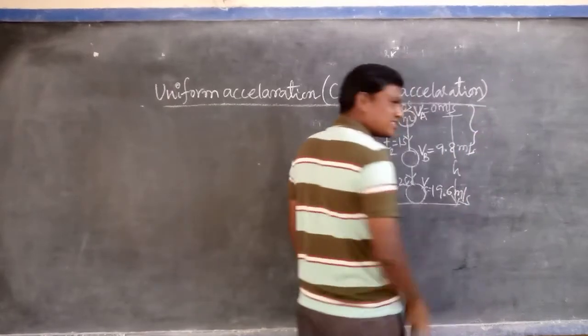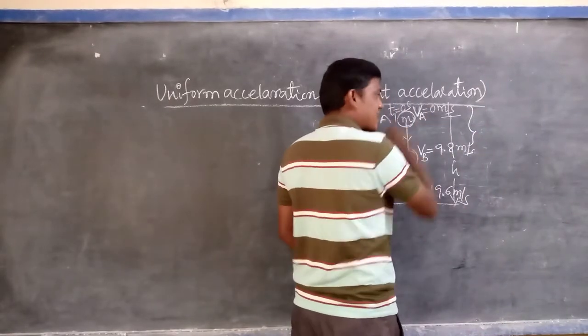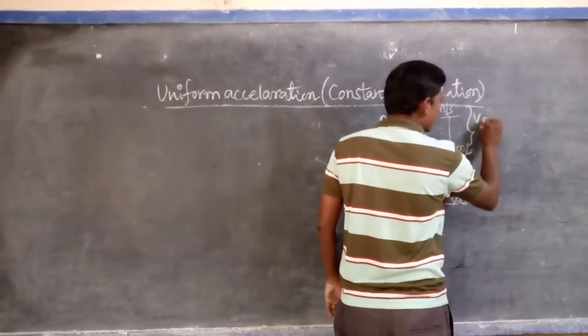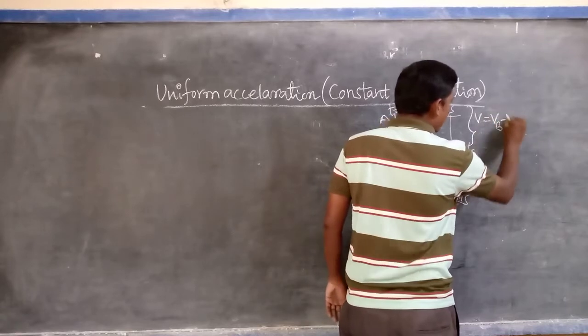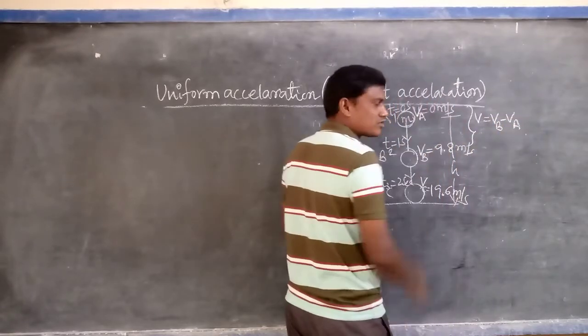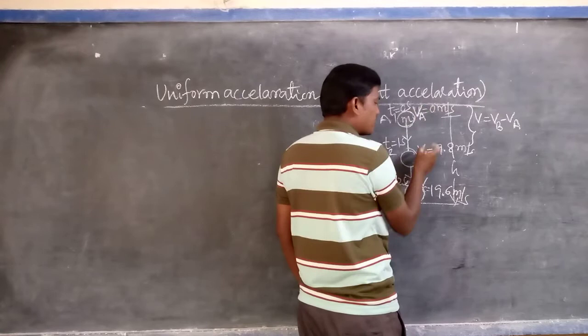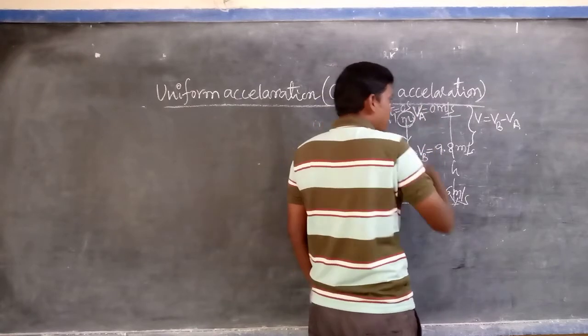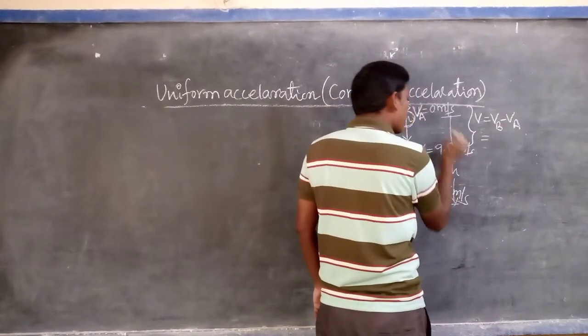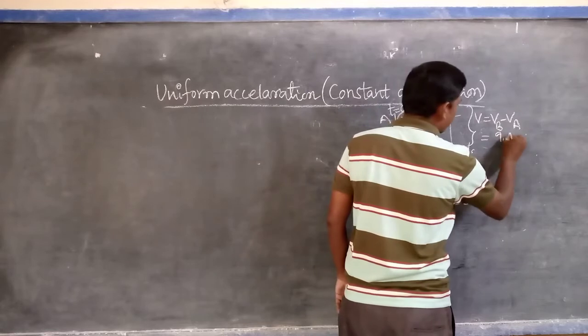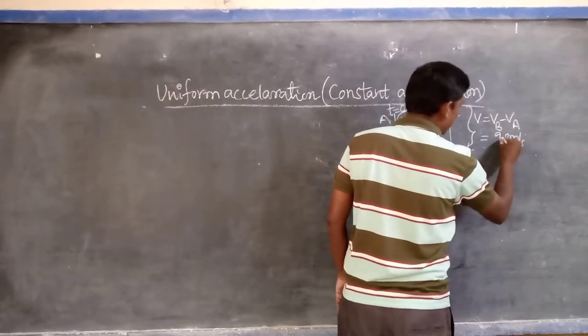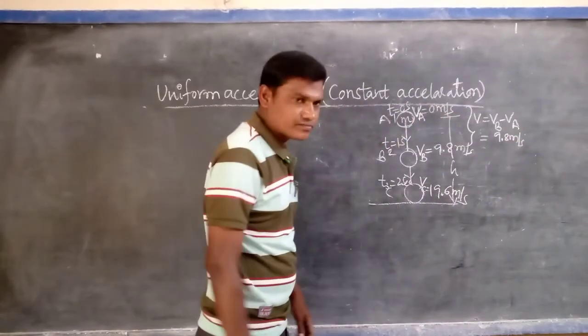What is the change in velocity? Vb minus Va. Is it correct or not? Change in velocity V1 is equal to Vb minus Va according to this. It is the initial, it is the final. That's why final minus initial. 9.8 minus 0 means 9.8 meters per second. You know that.